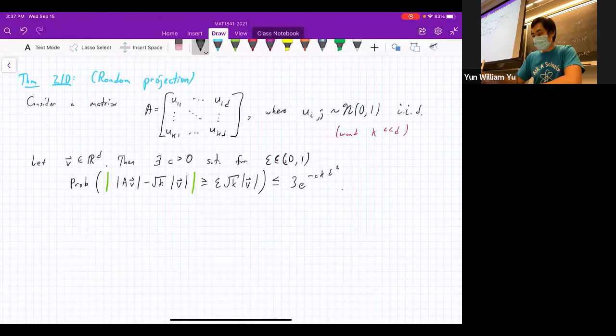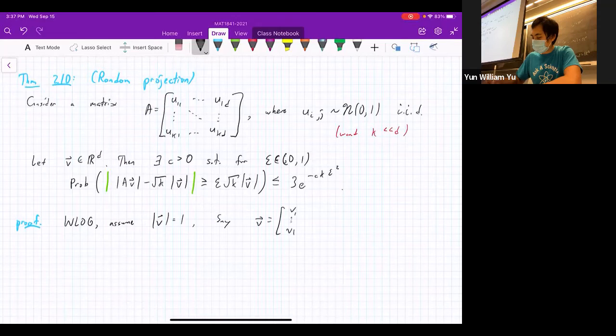So, well, let's prove this. Proof. We're going to make use of all these random Gaussians. First, without loss of generality, we're going to assume that the norm of V is equal to 1, and we're going to write out the coordinates. V is equal to V1 through Vd. If it's not equal to 1, just scale everything.